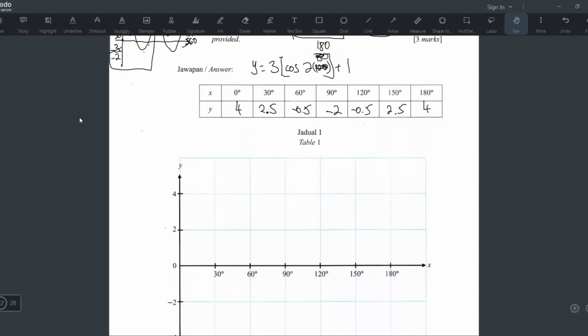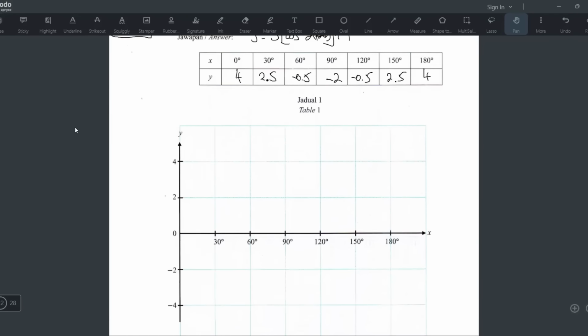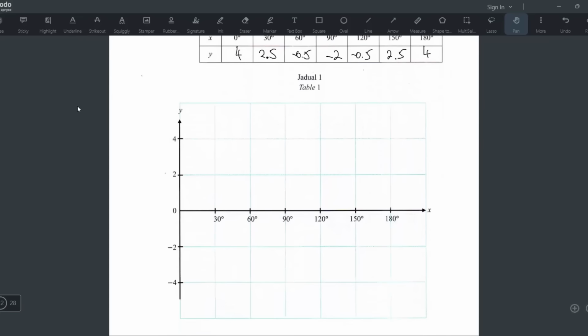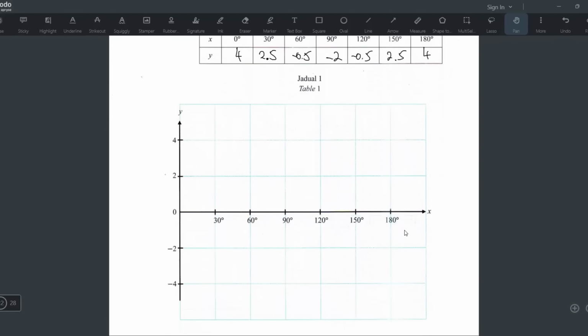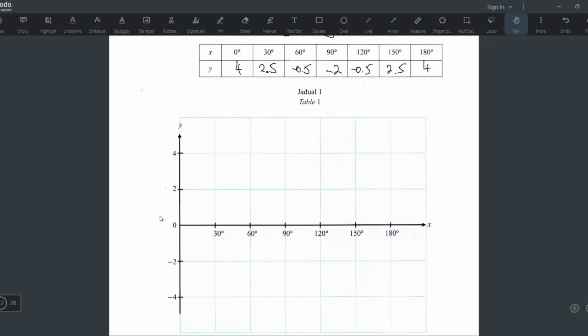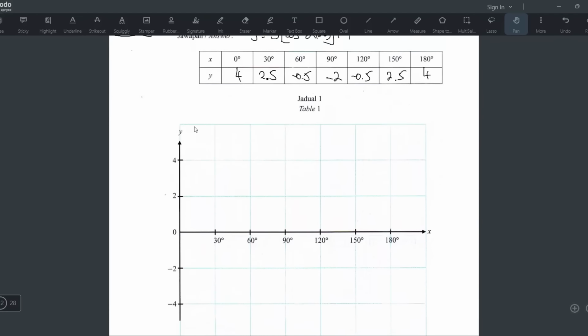Alright, after you get all these coordinates and you also know the shape already, now you can plot the points. Oh, I realized they also drew the y-axis and x-axis for me already. So it's very good. I don't have to draw myself. So I just plot only. Okay, 0, 4, bam. This is the first point.